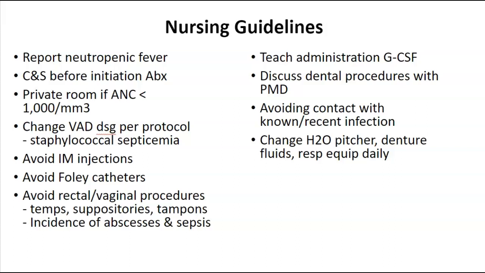Reverse isolation for people with low ANCs. Taking care of dressing changes the way they're supposed to be done to avoid staph. Avoiding IM injections and using the smallest gauge needle possible for somebody who's got pancytopenia or thrombocytopenia. Avoid invasive procedures like Foley catheters and the like. Avoiding taking rectal temps makes sense, right? If somebody's at risk for bleeding and infection, we don't want to do invasive procedures on them.